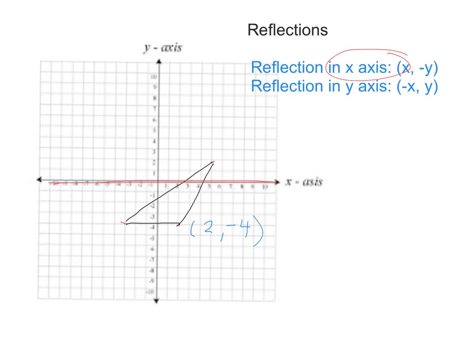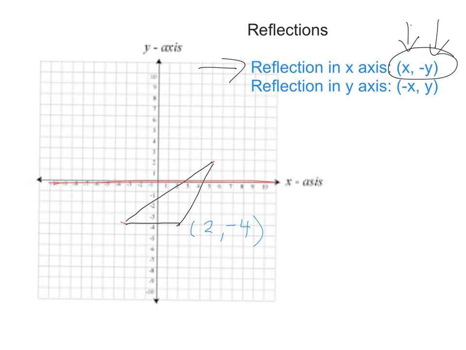Okay, and the rule for that is you take each coordinate, and let me just erase that. And this is the rule here, just want to draw your attention to. If you're reflecting it in the x-axis, it means that the coordinates become (x, -y), which means that the x coordinate stays the same and the y coordinate becomes the opposite.